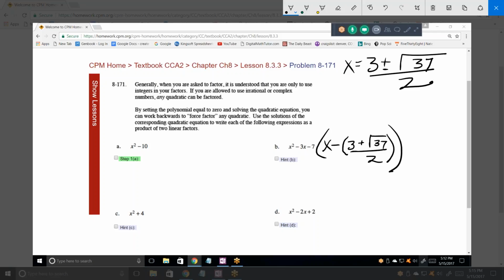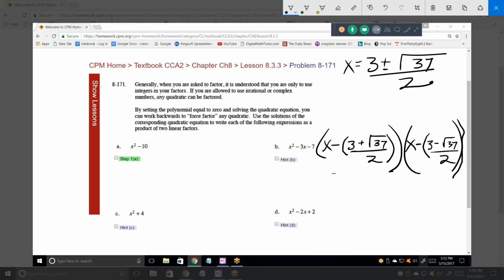That's one factor. The other factor is x minus the other answer, which is (3 minus root 37) all over 2. Again, I need double parentheses. So that's the answer. Well, now it's not quite the answer. This is not the answer that they would give you. I can remove the inside parentheses.